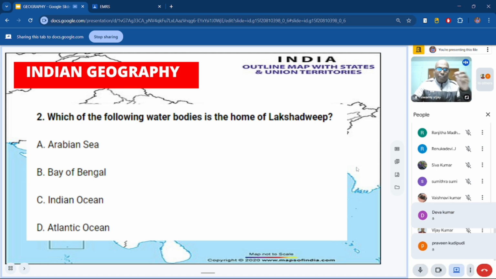Where is Lakshadweep? Whether it is in Indian Ocean or Bay of Bengal or Atlantic Ocean or Arabian Sea. Atlantic Ocean you can remove because it is nowhere near to Indian subcontinent. Now Indian Ocean is located in the southern part of India. Bay of Bengal is located towards the eastern side of India. Arabian Sea is located towards the western side of India. Where are Lakshadweeps?